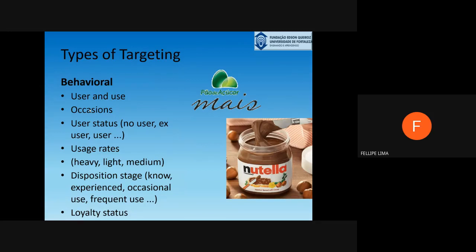Another complement for the behavioral type of segmentation: use and user status, usage rates, the readiness stage to buy that product, loyalty status.